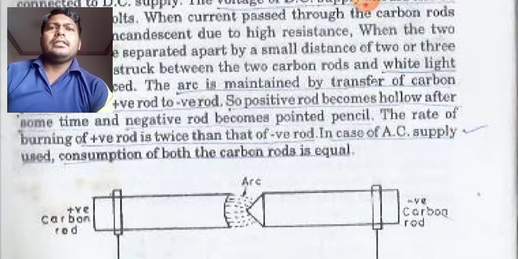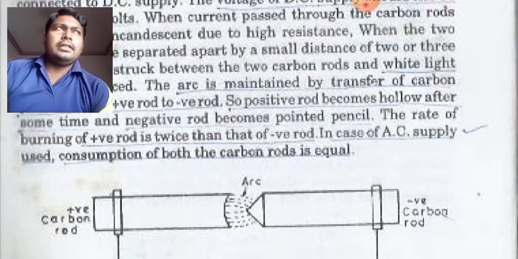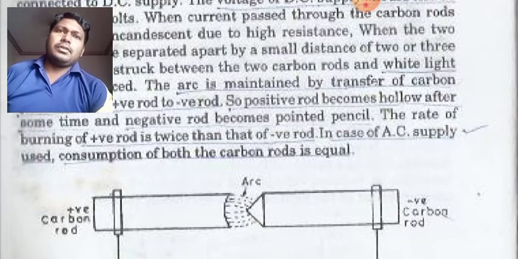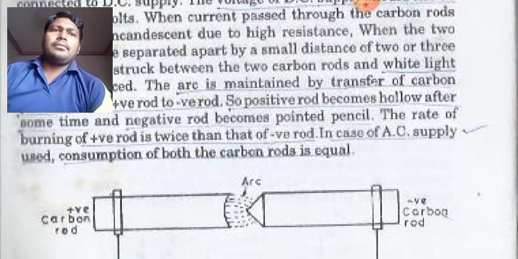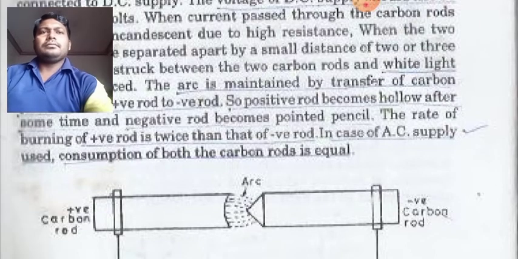In case of AC supply used, consumption of both the carbon rods is equal. So if it is used in DC only, such an assumption should be made, like the size of the positive electrode should be twice that of the negative one. But if it is AC, then equal consumption will be there. So you should not go for twice the size of the negative carbon rod. You should take equal size carbon rods.